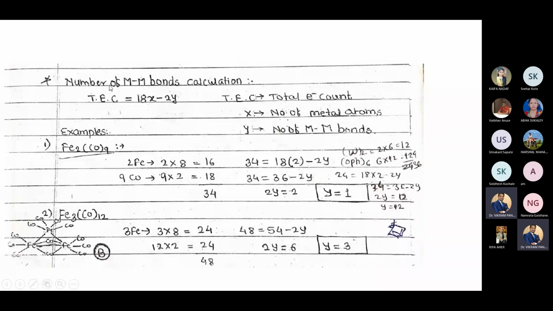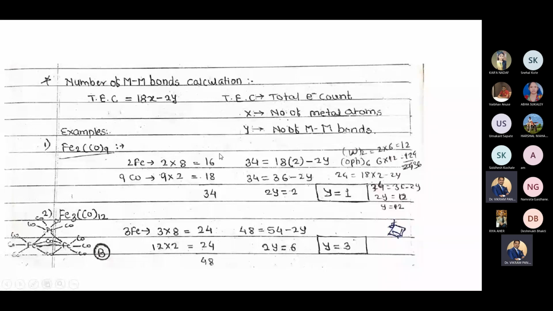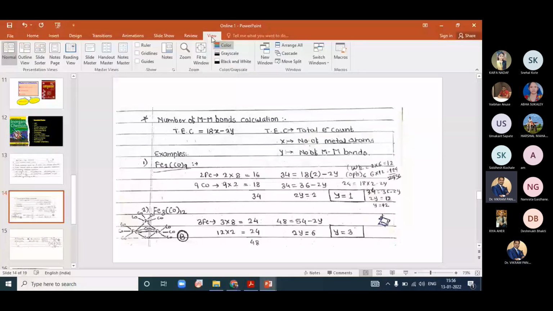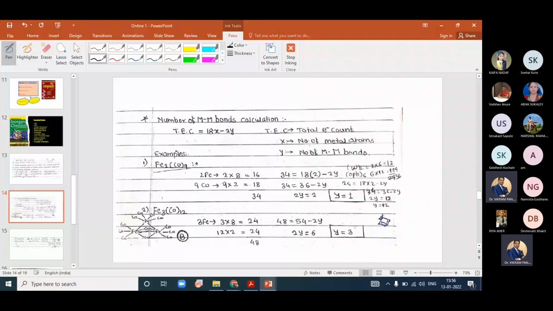And what is the question? How many metal bonds are there? So you have to find this y value. For example, we'll see this example, Fe2(CO)9. The better way is to use this pen over here. See here, for the total electron count, you have to find these two values. The first example is Fe2(CO)9.